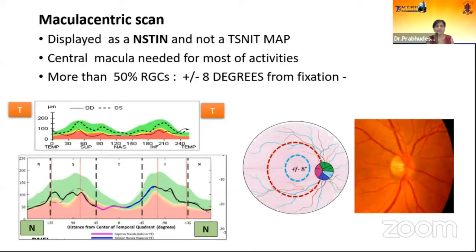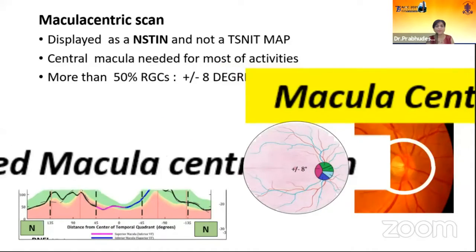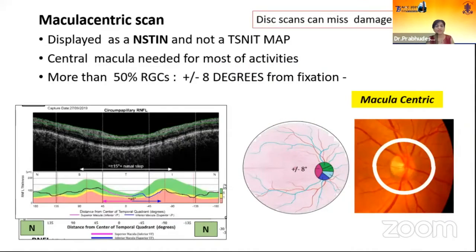The macula-centric scan is available with Hood, and this is displayed as Nestin and not as Tisnit. So this is what we have as Tisnit, but here it is from temporal to temporal, and there can be loss of macular images and macular data. But here we have a macula-centric scan, and you can see if central defects are there, they are within the central 10 degrees of the 10-degree visual field, and if they are 15 degrees away from this, it can be seen as nasal step.